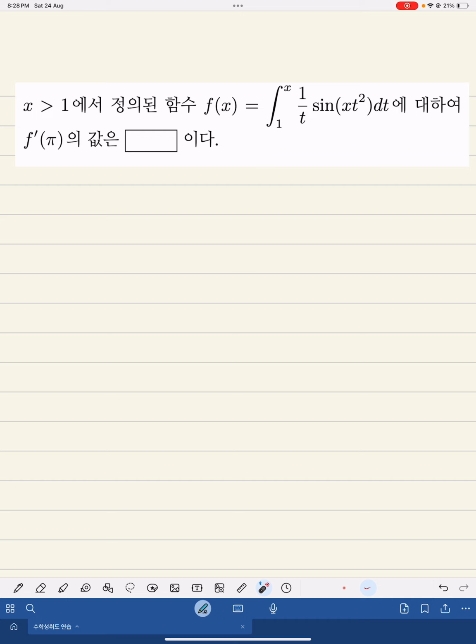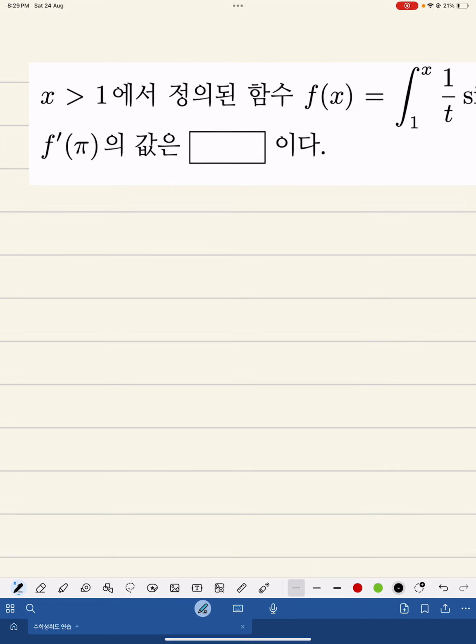For the function f(x) with a domain of x greater than 1, the function f(x) is defined as the definite integral from 1 to x of sine of xt squared over t dt. Find f prime of pi. The other reason why I chose this question is because there are places where students would make mistakes. So let's get right on to it.